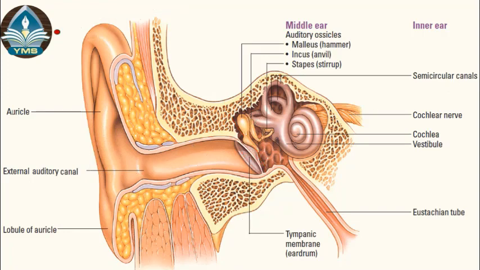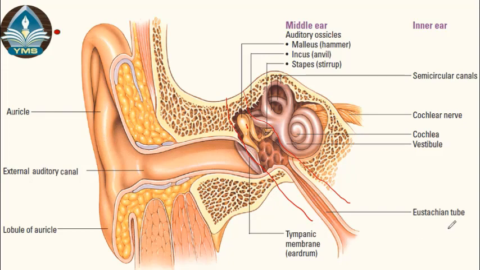Let's look at the middle ear. The middle ear contains the bones, the ossicles, and the eustachian tube. So we have the hammer, anvil, stirrup, or we call them malleus, incus, stapes. These are the three bones. This is the first one, the hammer, which is attached to the eardrum. Then in the middle we have the incus, or we call it anvil. Then we have this one, we call it stirrup or stapes. And these are part of the middle ear.